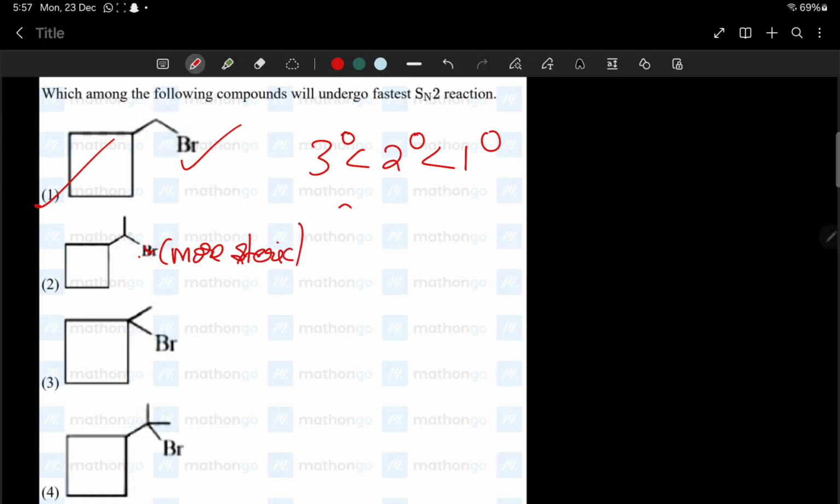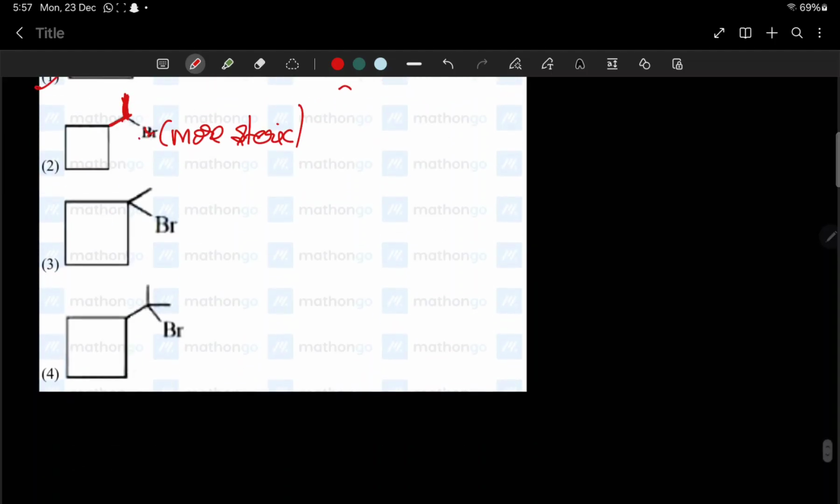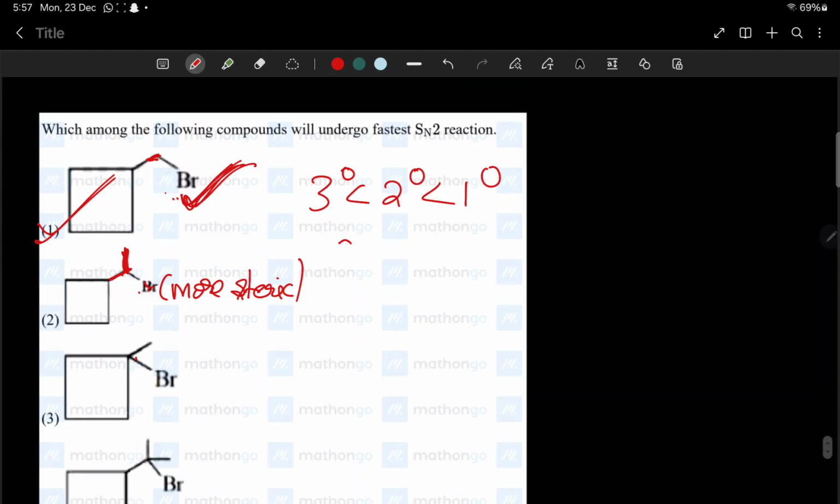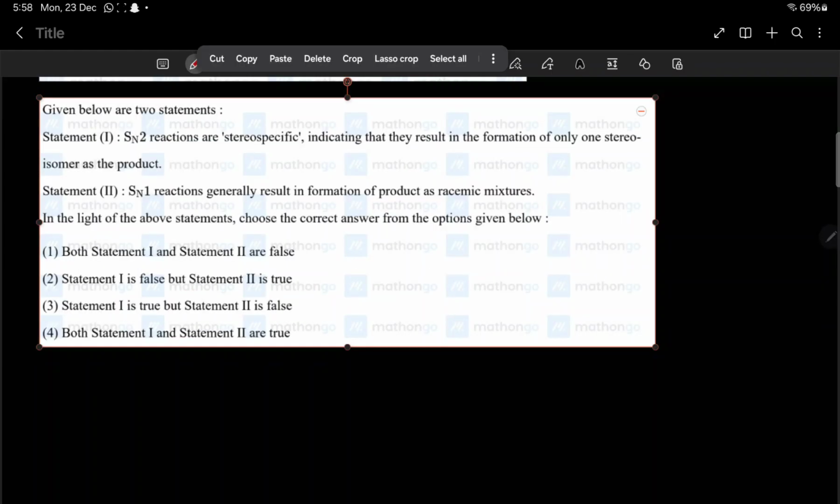Because next to it there is another group attached to it. But this doesn't have such a group. So it will be easy for the transition state to happen. For this one, it's secondary. For this one, it's tertiary. So 1 is the answer. Simple question. Next question.